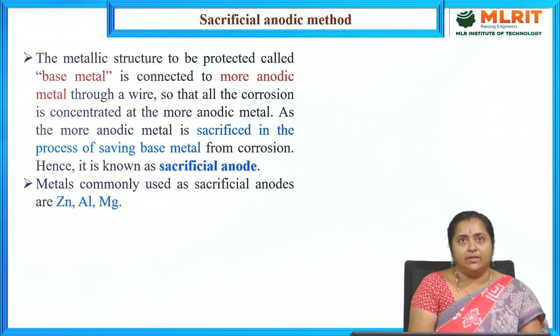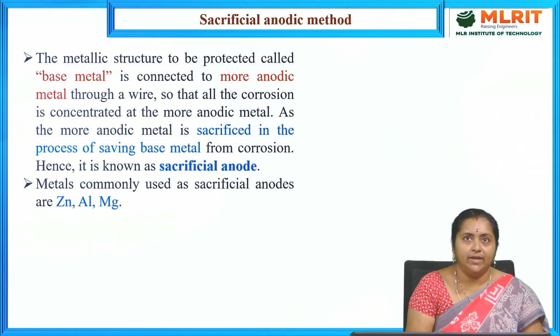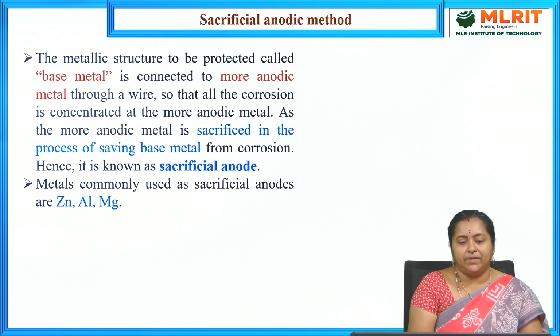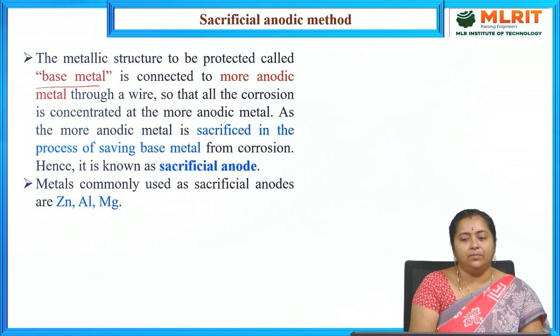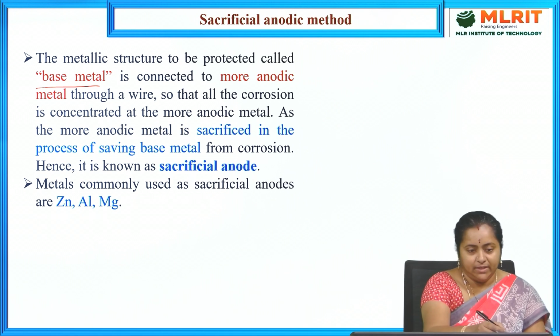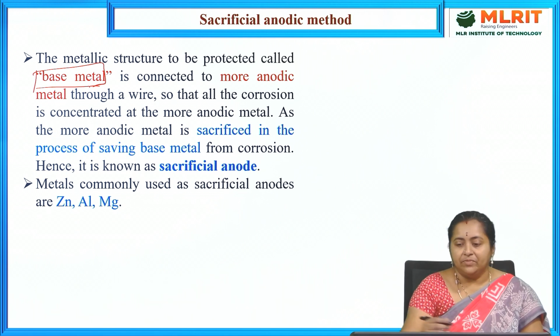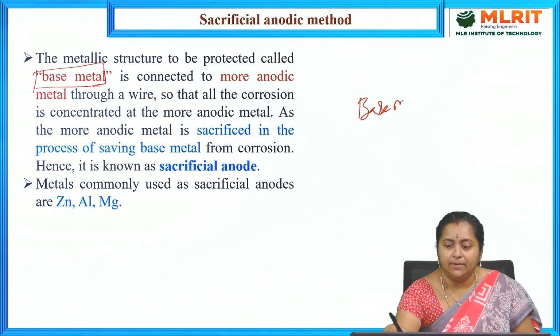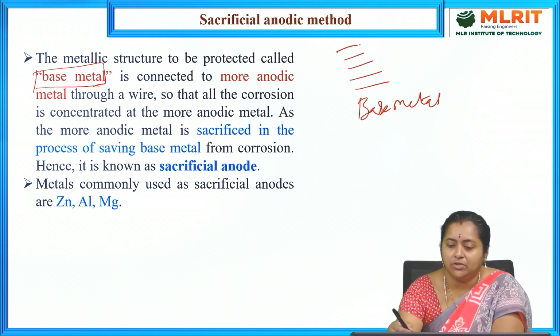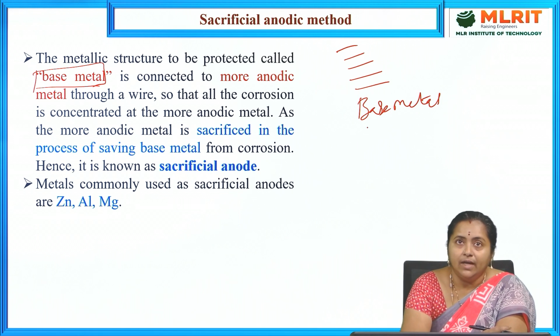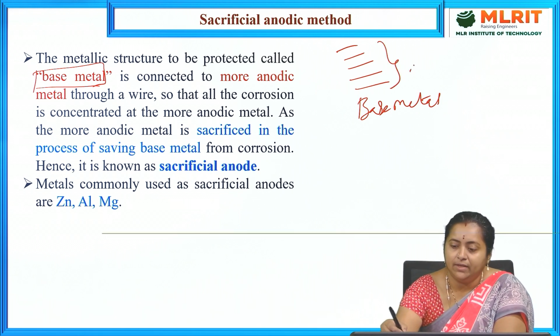Using the same principle, whatever we have learnt in cathodic protection, we have to apply for the sacrificial anodic method. So, the metallic structure which is to be protected from corrosion reaction is what we call the base metal, as I told you, and this is connected to a more anodic metal using a copper wire. That means we have to check the position of the base metal in the electrochemical series. We have to choose metals which are more anodic than the base metal. That means it should be present above the base metal in the electrochemical series. So, it will behave as more anodic to the base metal.